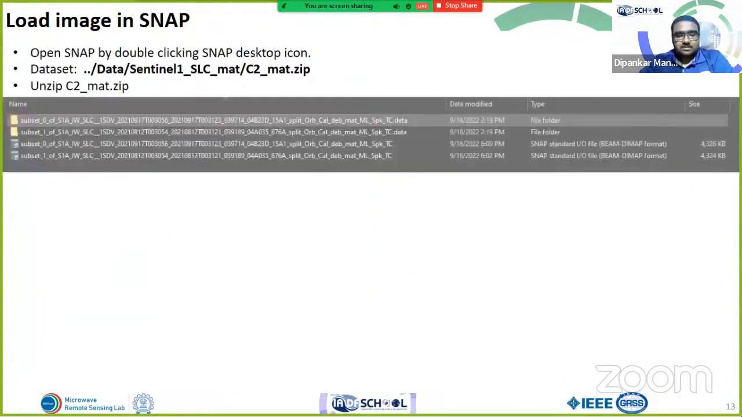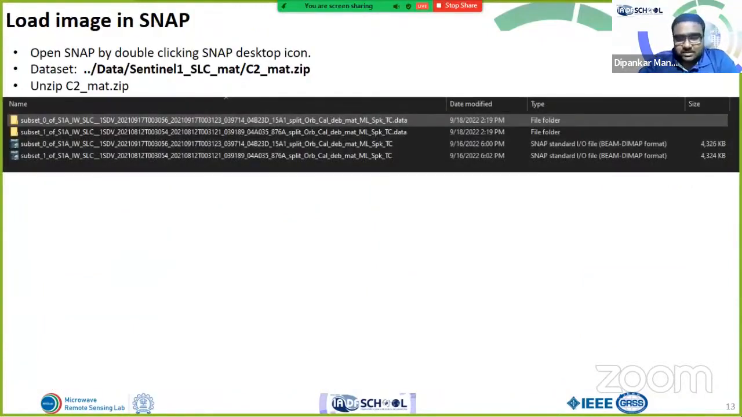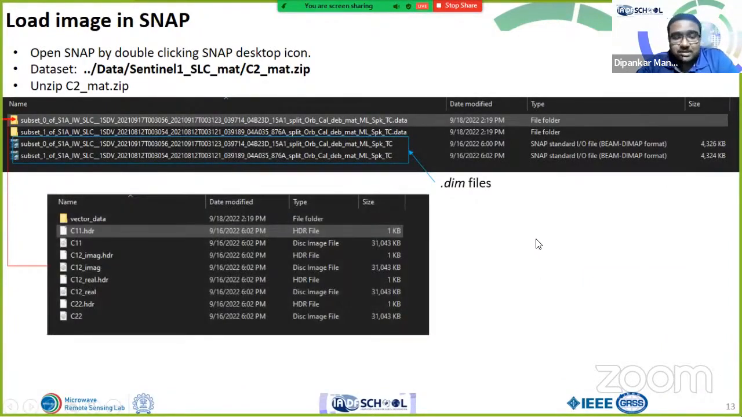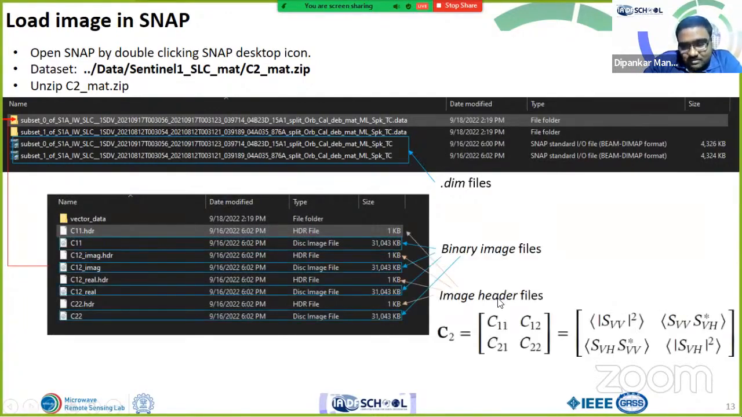Now we will see the images, as I already showed you in the SNAP platform, how to open it. And there are components of these files. As you can see, there is C11, which is already stored as an image file, and there is an associated header file. Similarly, for C22, there are separate image and header files.